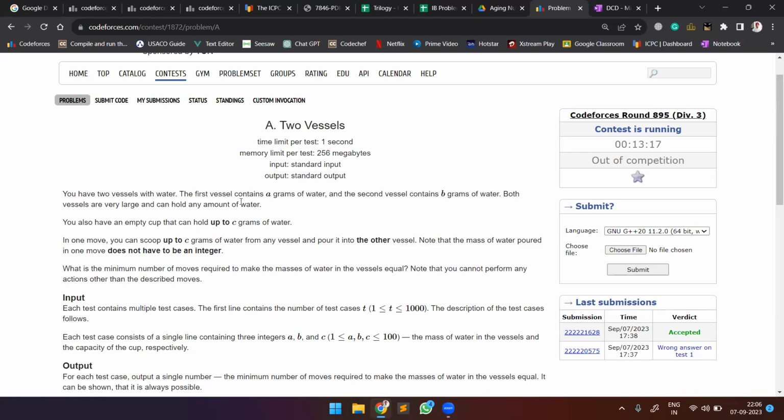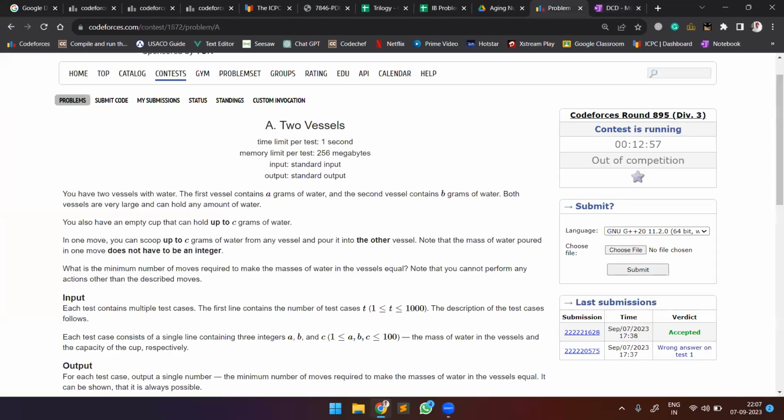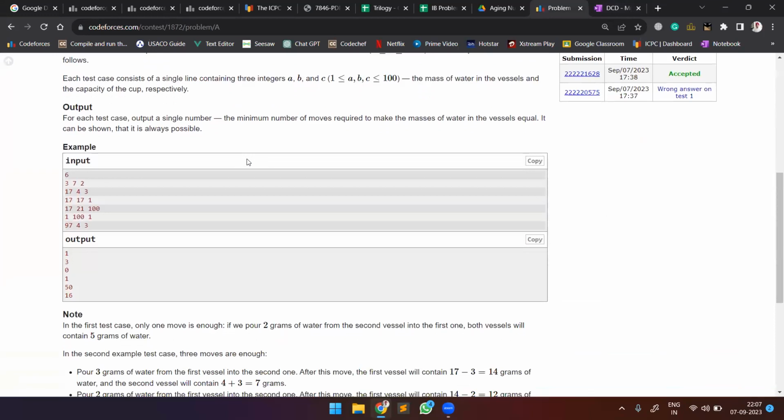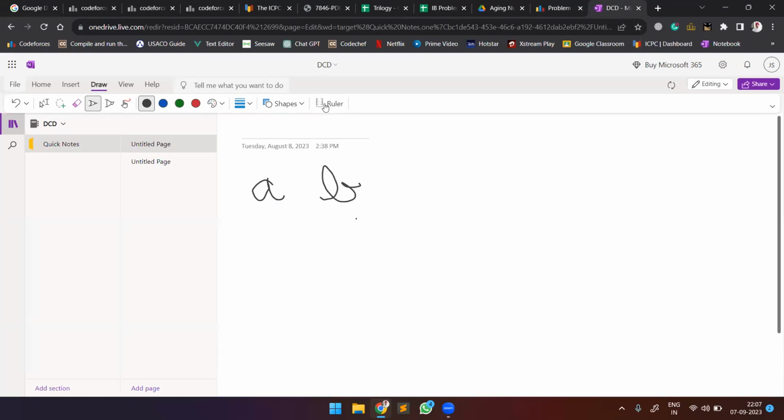Obviously, given that one of the vessels has A grams of water and the other has B, we will try to make them equal. Let us consider a known example, 3 comma 7. We need to shift the water, so we will shift the water from 7 to 3. We have to make them both equal to 5. Our target is 5 because it is the midpoint.